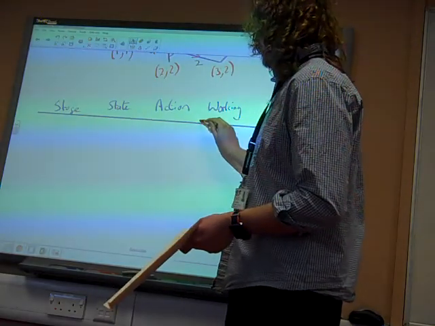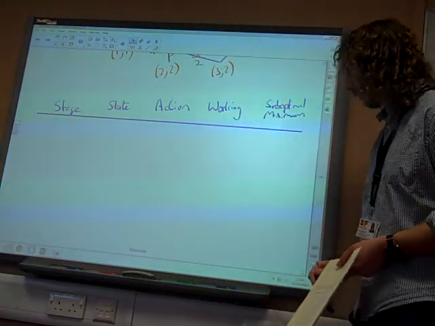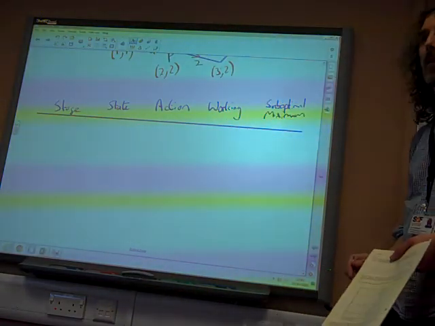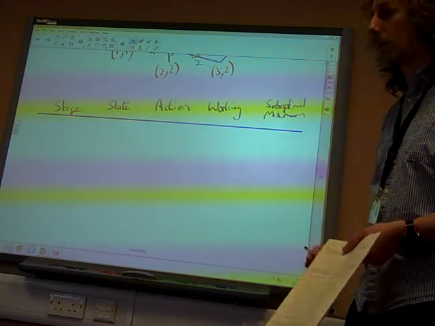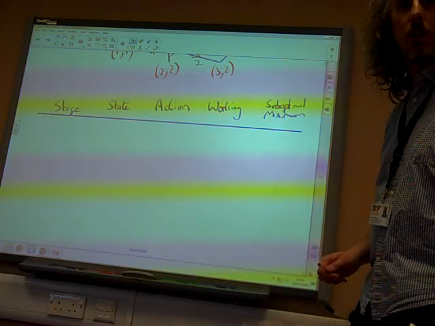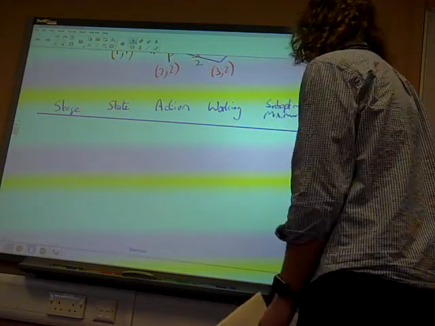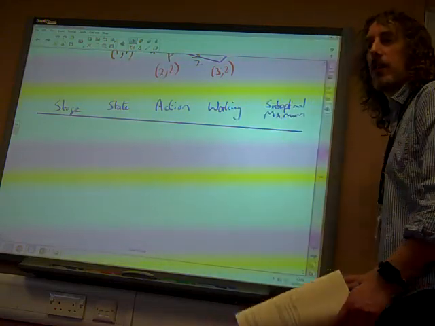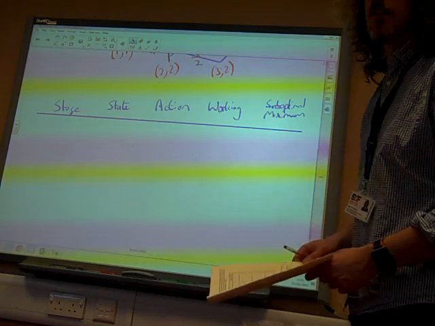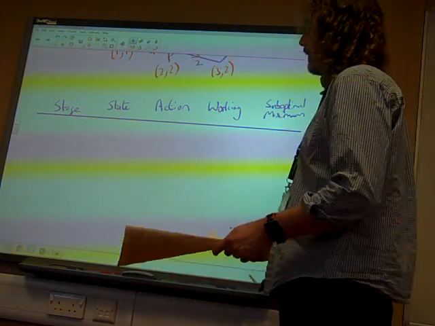Is that line horizontal? Good, thanks. You think no? I think it is. It's lining up with the pixels. The pixels are on my side.